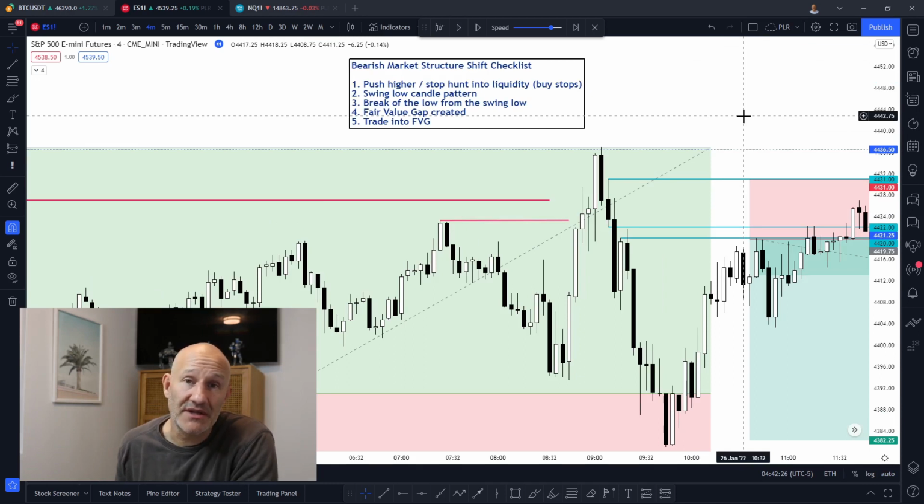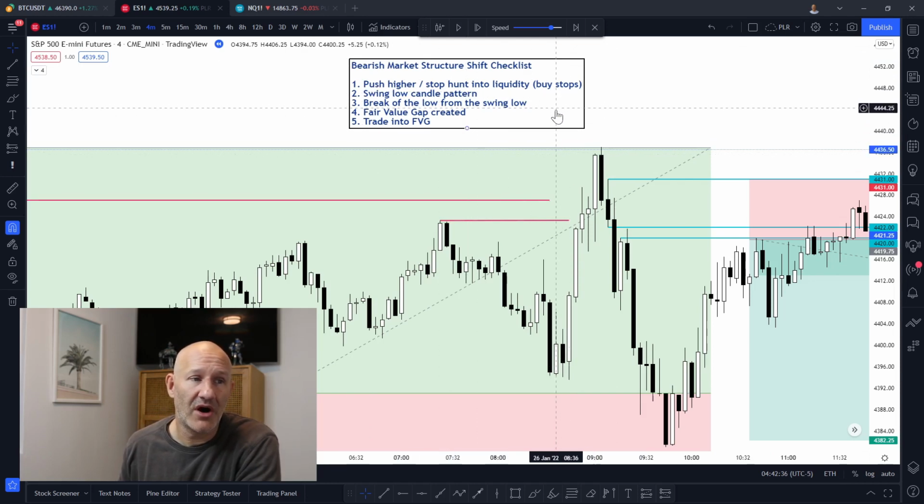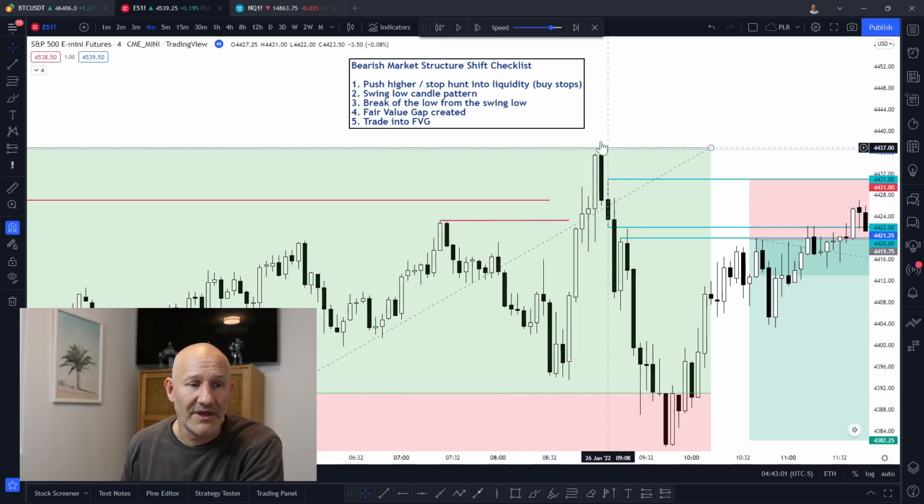So if we run through our checklist, and we can use this to make sure that we have all the elements required for that bearish market structure shift so we can go short. And so the first one is, do we have a push higher or a stop hunt into liquidity, taking out those buy stops? And so yes, we do. So remember from the previous videos, we've talked about these previous highs here is where retail traders will look as resistance. So they will be going short from these levels and naturally have their stops residing above these levels, and they'll be buy stops obviously to protect those short positions. So we have that run up into these liquidity zones. So that's the first point in our checklist.